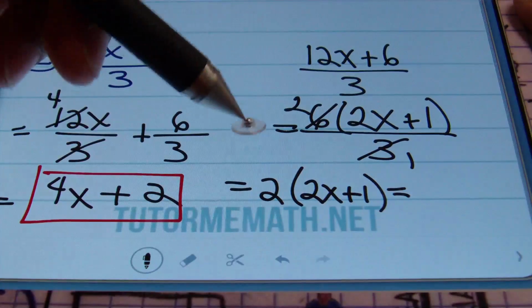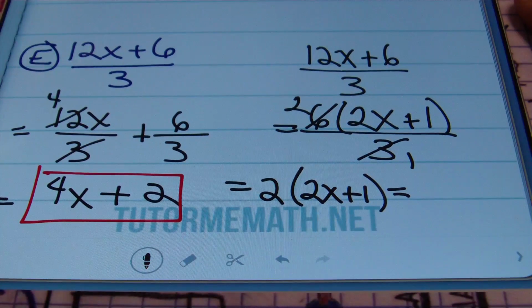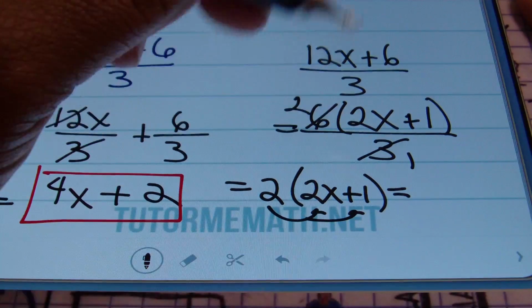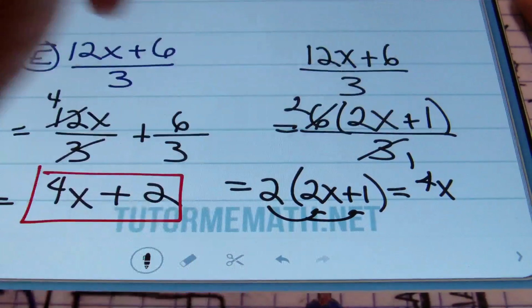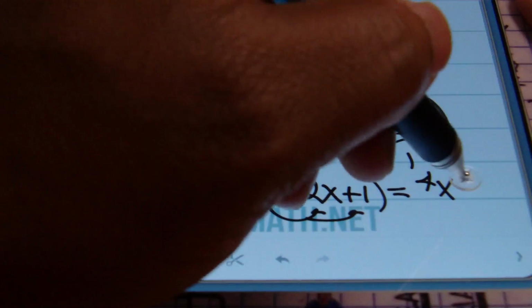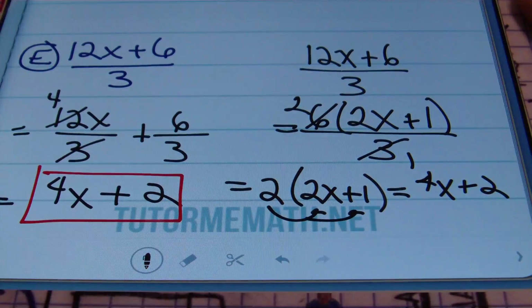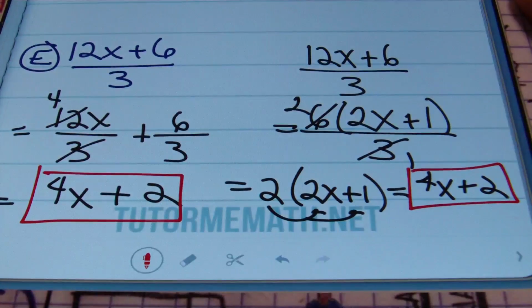After I have this, I can use my favorite property in the world, which is the distributive property, to get my arrows popping, ladies and gentlemen. And I can just go ahead and distribute here, and I know that 2 times 2x is 4x, and I know that 2 times 1 is 2. So we once again end up with our result, 4x plus 2 for part E. Let's box that up. Boxing up the answers, ladies and gentlemen. All right, so that's 2 different ways to attack that problem. All right, so let's continue on with the lesson.